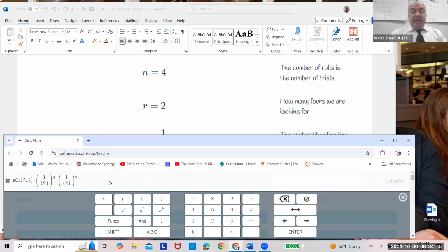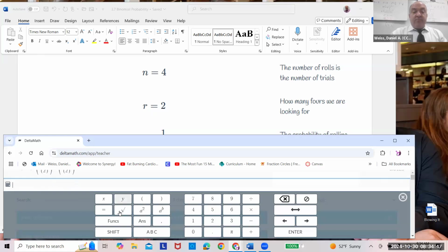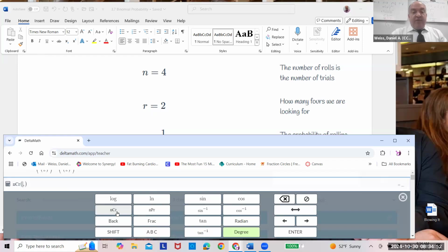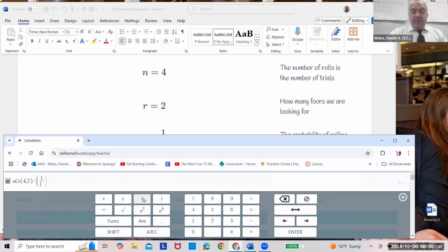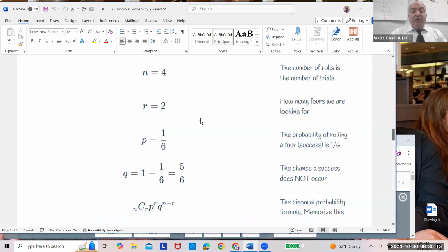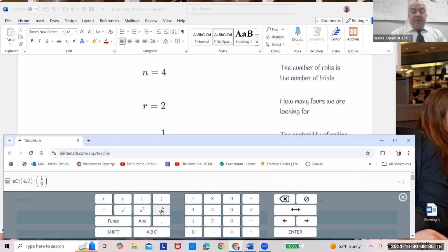I'm going to start with nCr. Okay. Funcs, nCr. All right. I'm going to do 4 and then 2. I'm going to hit times. I'm going to do 1/6. Okay, get outside the parentheses. And I'm going to go to the R power, right? R is 2. So I'm going to hit to the second.